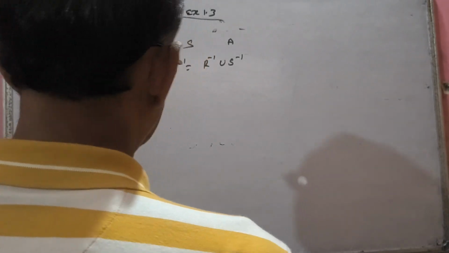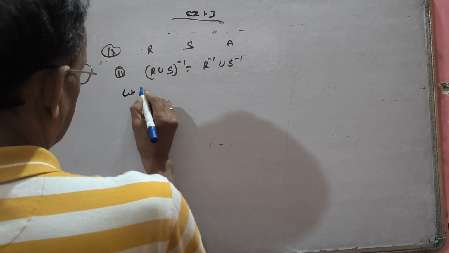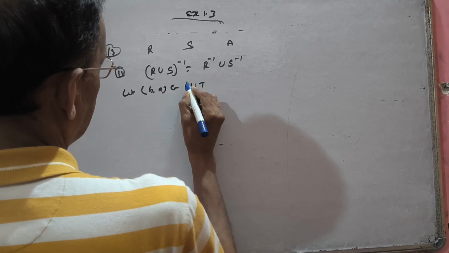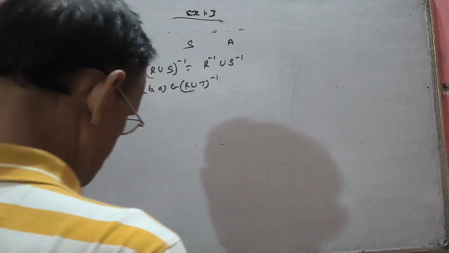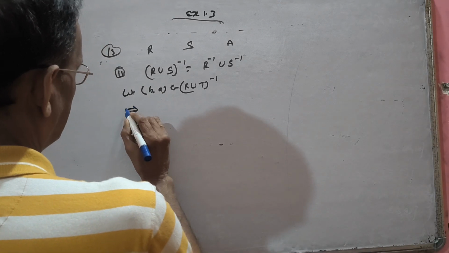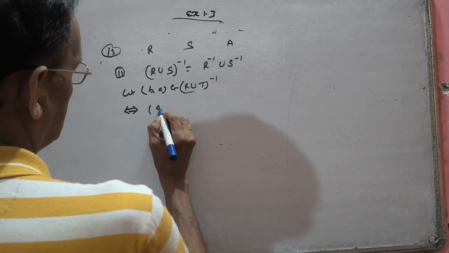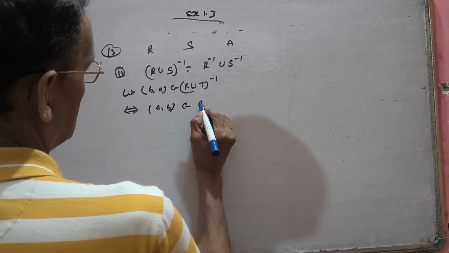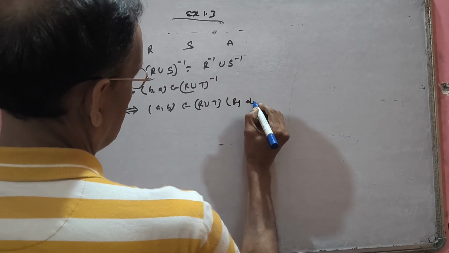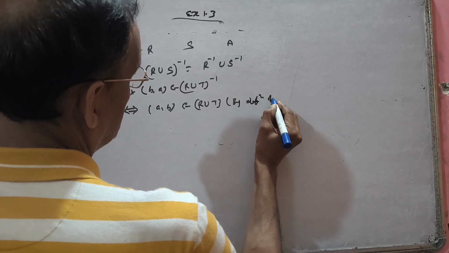Okay, so write down. Let (a, b) belong to (R union S) inverse. What is the meaning? We get both way implication. Shortcut: (b, a) belongs to R union S, hmm, rather (a, b) belongs to R union S. This is by definition of inverse relation.